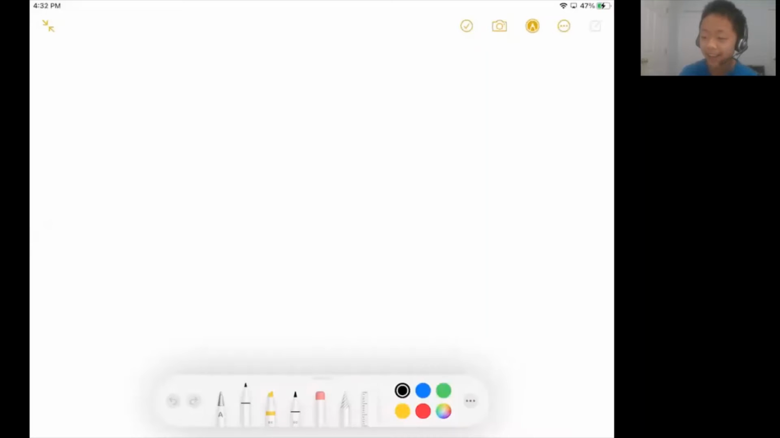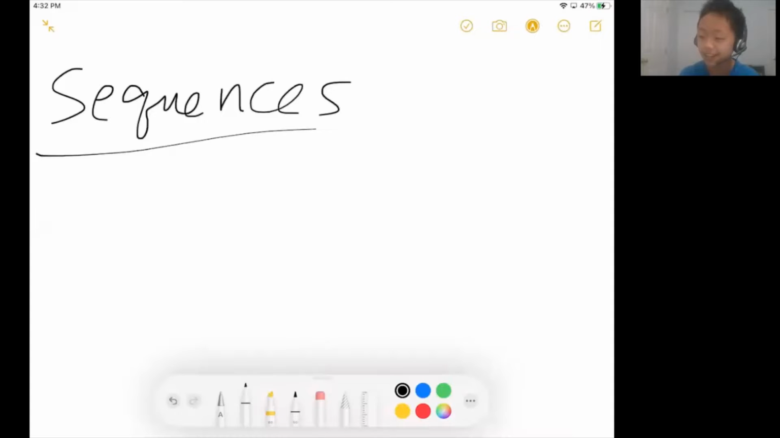We're going to be talking about something called sequences. Sequences are an important part of math, and basically, a sequence is exactly what it sounds like, right? A sequence is just kind of like a list of numbers, you can think of it that way.